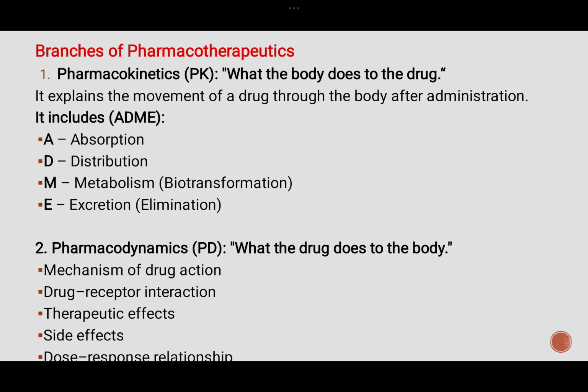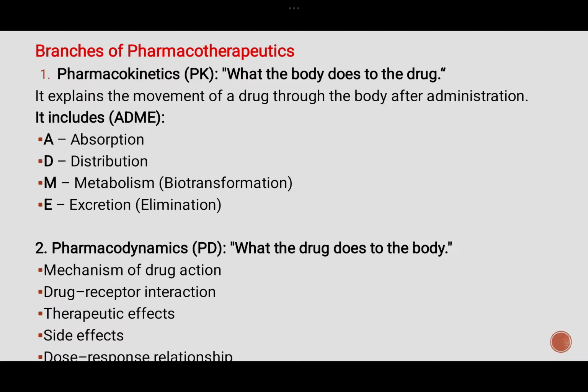Next is pharmacodynamics. Now let us study the second branch. Pharmacodynamics means what the drug does to the body. In pharmacokinetics, the body acts on the medicine, but in pharmacodynamics, the medicine acts on the body. It explains how a medicine produces its effect. It also explains how medicines work, where they work, why they work, what effects they produce.